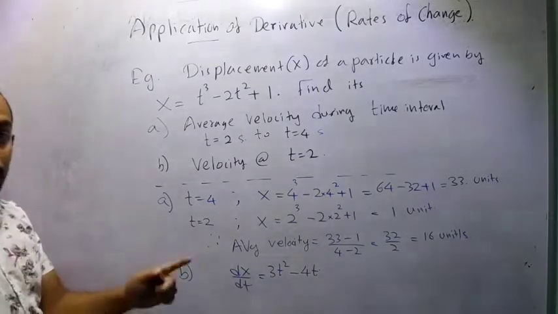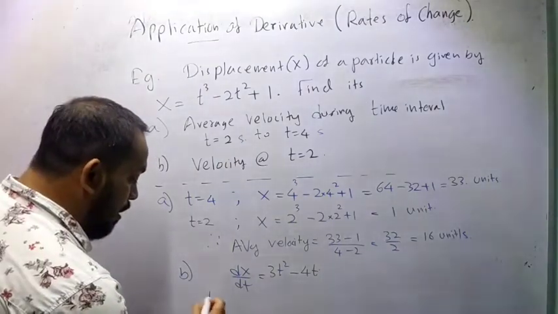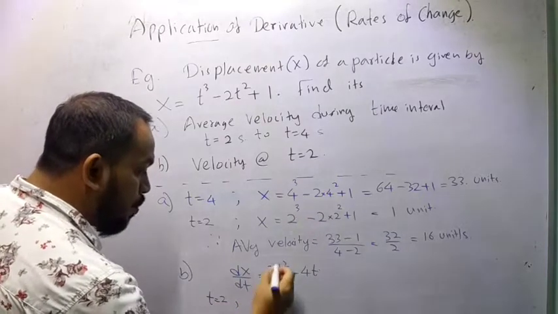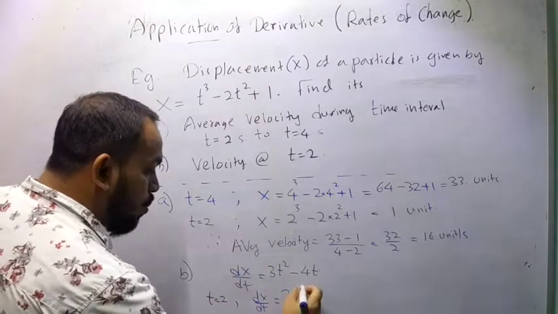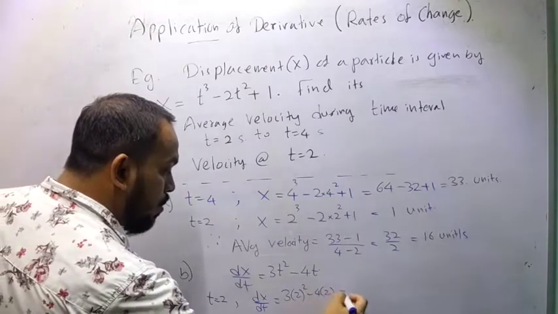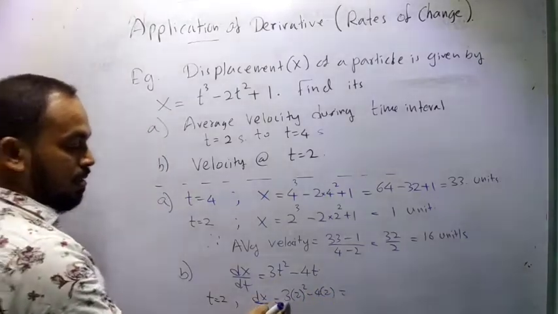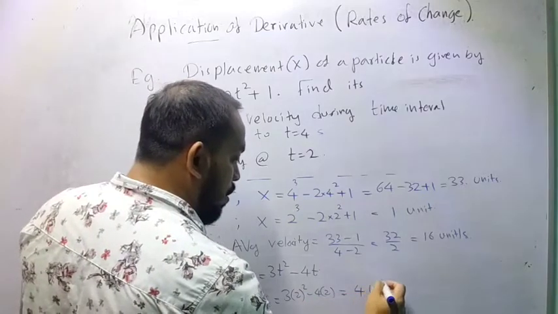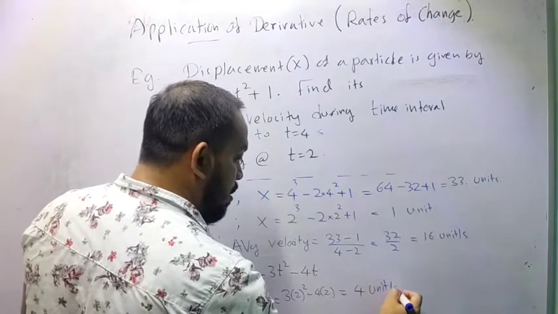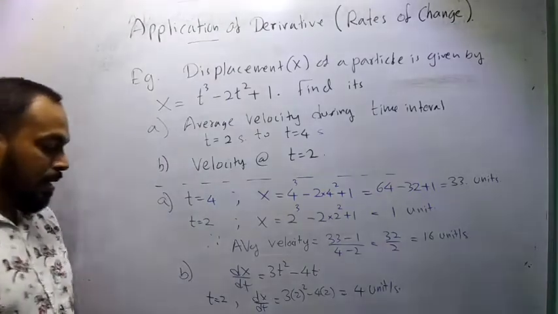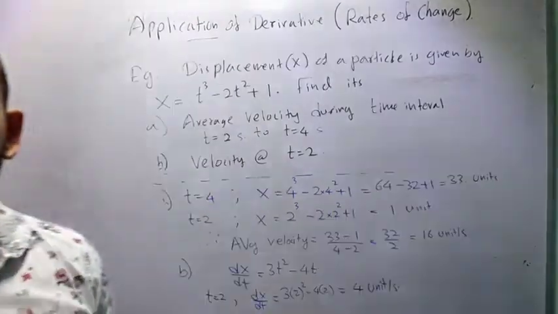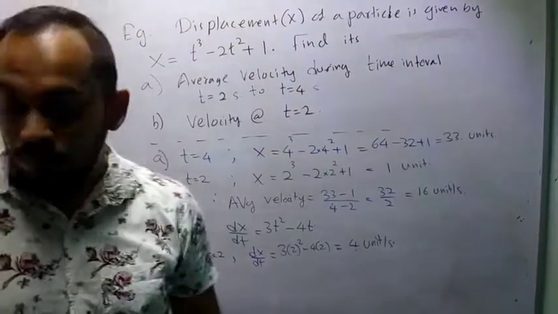So how do you write that? At t equals 2, dx by dt would be 3 into 2 squared minus 4 into 2. This is 12, 12 minus 8 is 4 units per second. You can see at t equals 2, the velocity of the particle is 4 units per second.